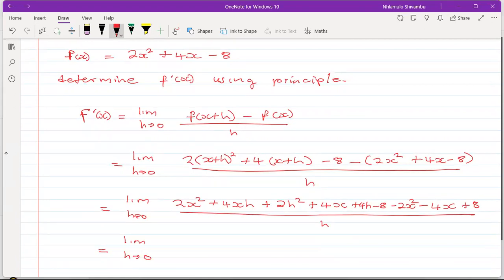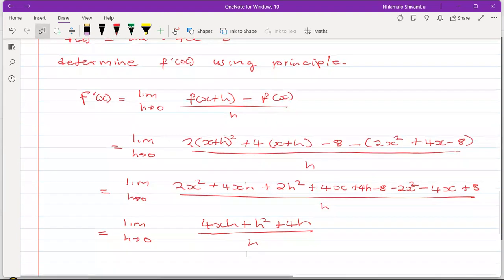So 2x squared minus 2x squared is going to give us 0. And then 4x minus 4x is going to give us 0. And minus 8 plus 8 is going to give us 0. So we're going to be left with 4xh plus 2h squared plus 4h over h. Now we're done with simplifying our numerator. And still, we won't be able to substitute h equals 0 because we're going to be dividing our expression by 0, and you know that is undefined.